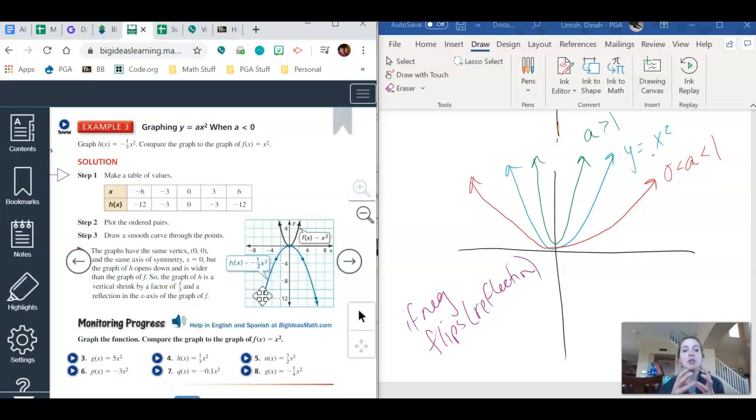Okay, so that's really the key important stuff that I want you to get from this first part of 8.1. We're really going to be looking at what does this mean in our next little section. But for now, just really get in the habit of, if that a value is positive, it opens up. If it's negative, it opens down. If it's greater than 1, it's going to be kind of tall and skinny. And if it's less than 1, it's going to be kind of short and fat.